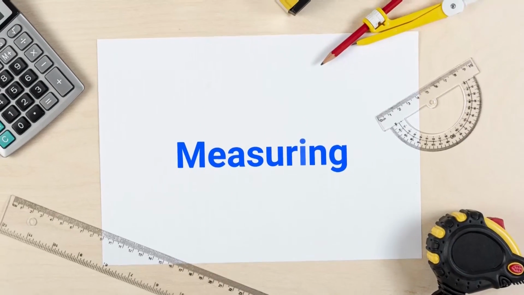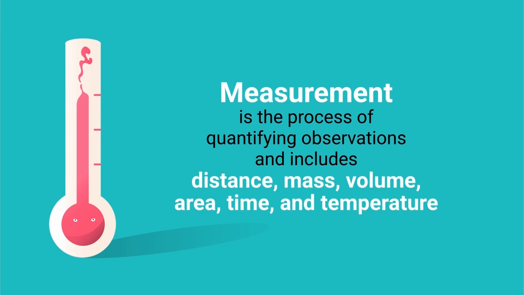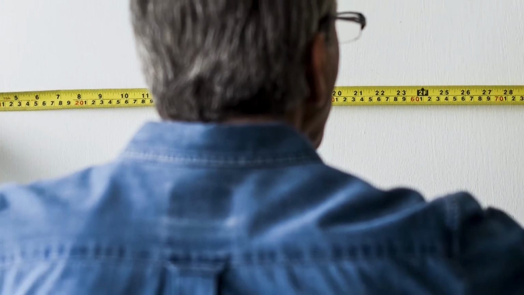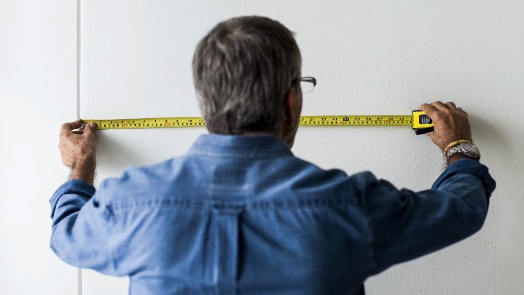Measuring is another process skill. Measurement is the process of quantifying observations and includes distance, mass, volume, area, time, and temperature. Measuring is usually done with non-standard units and standard units. Length or distance in one dimension, that is height, perimeter, width, etc., is the simplest and most concrete measurement for most young children to understand.